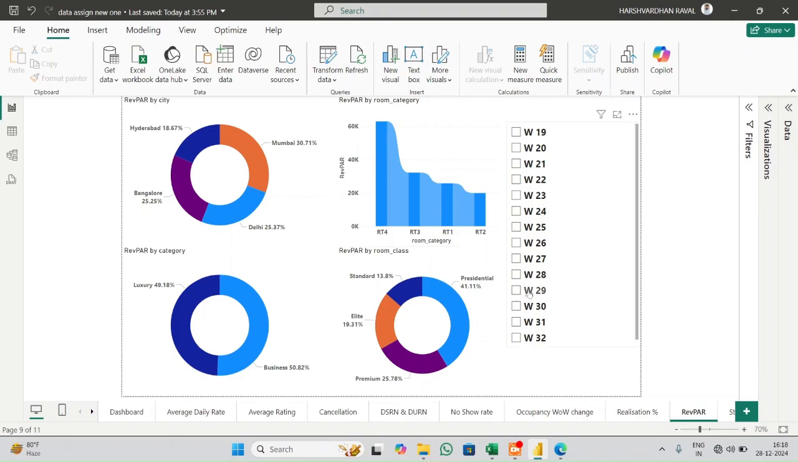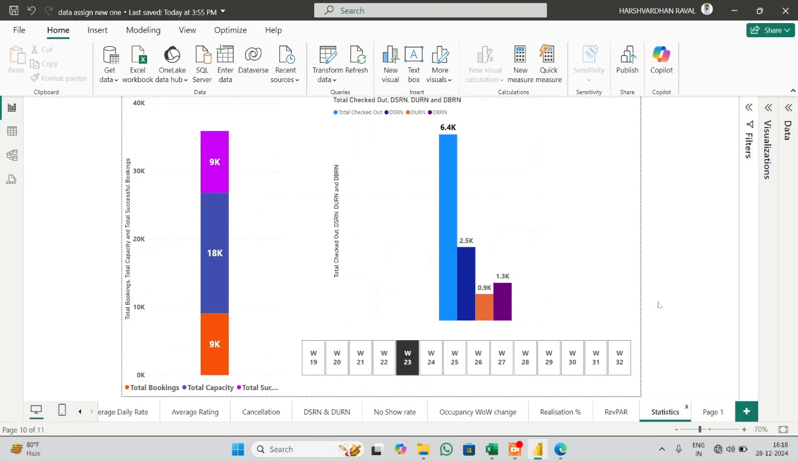Okay, so I have applied the week filter on this if people want to check week on week changes. I have clicked week 25. Here also Mumbai is highest, followed by Delhi, then Bangalore, then Hyderabad. So they can check and drive some insight based on their use. The last graph, according to me, is also very useful.